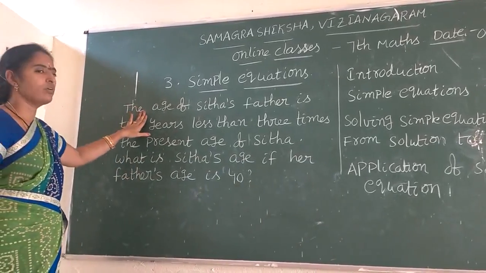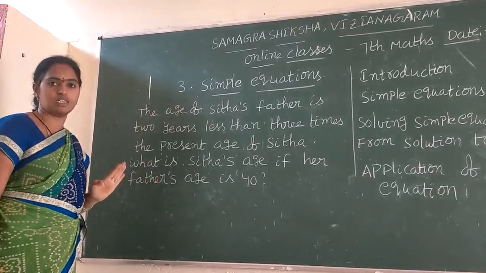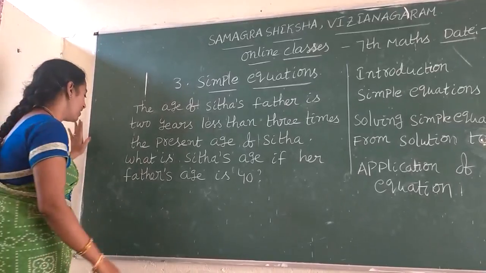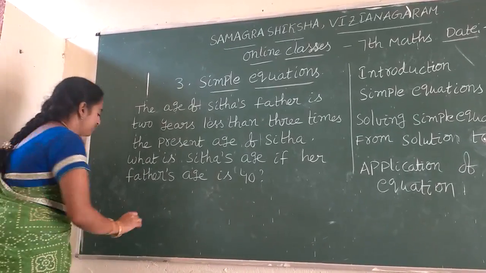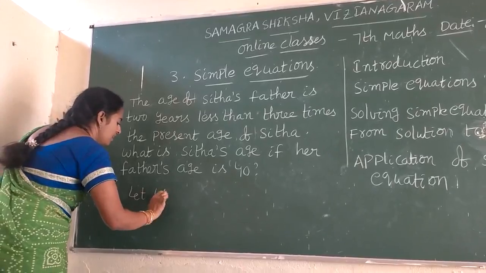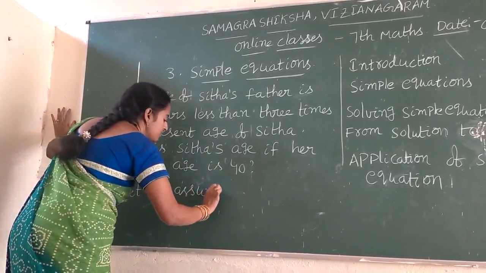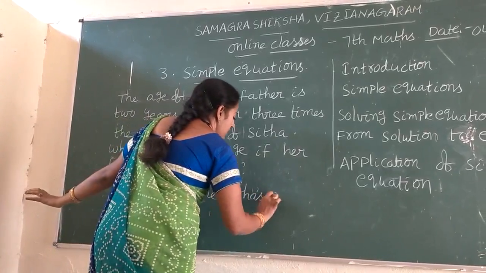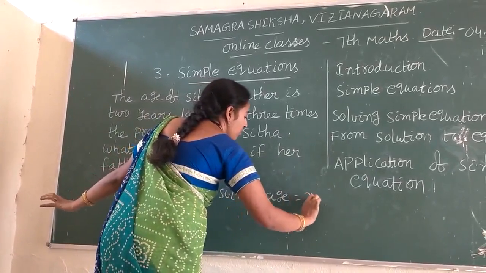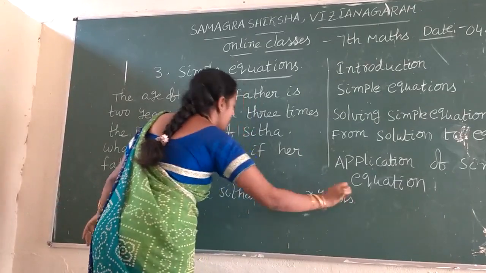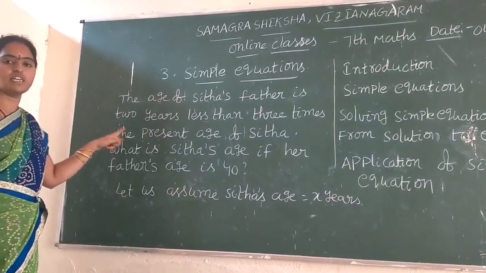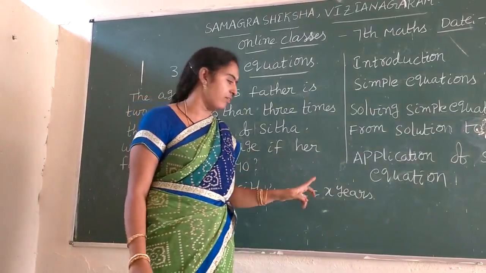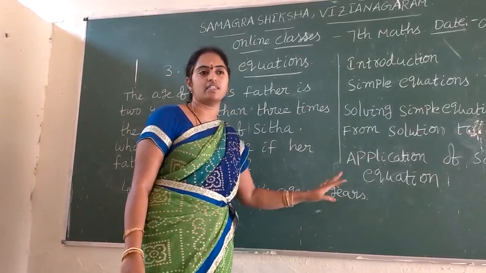Here we don't know Sita's age. So Sita's age is an unknown quantity. So now let us assume Sita's age is equal to x years. Here Sita's age is an unknown quantity, so we assume that Sita's age is a variable, that is x years.